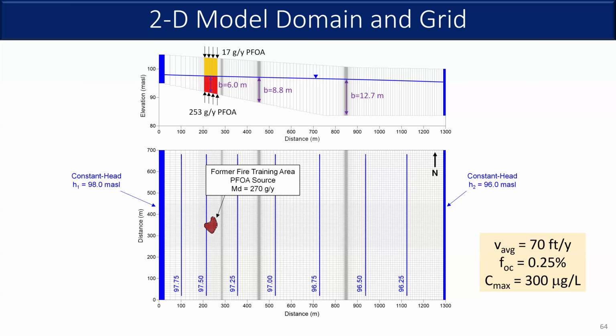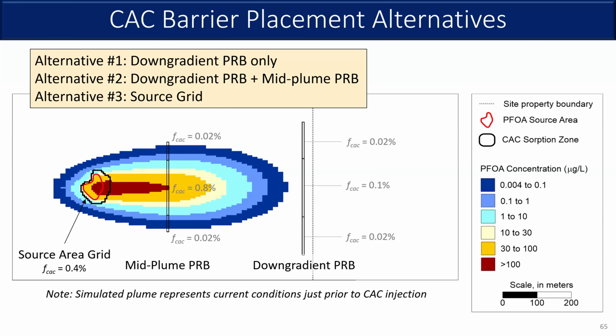Or something like PlumeStop. And we looked at modeling 3 different alternatives. Alternative number 1 is looking only at one PRB. It's a downgradient adsorption barrier installed just upgradient of the property boundary. And right now we're looking at kind of a hypothetical plume. We didn't try to calibrate the plume to the actual plume at the site, which is a lot more complex. This is really representing the concentrations, the mass discharge, and the velocity.